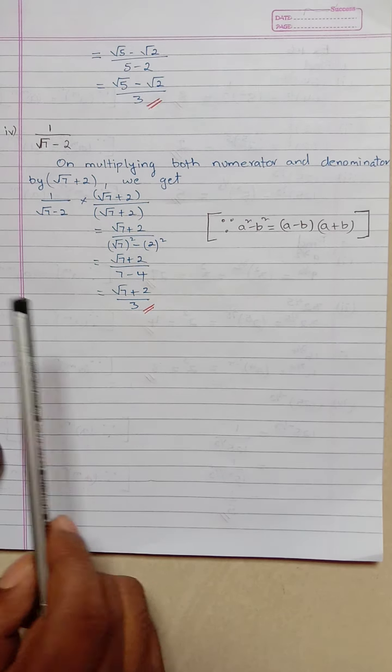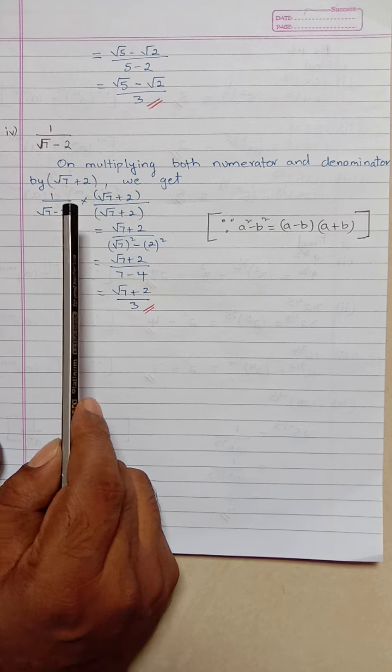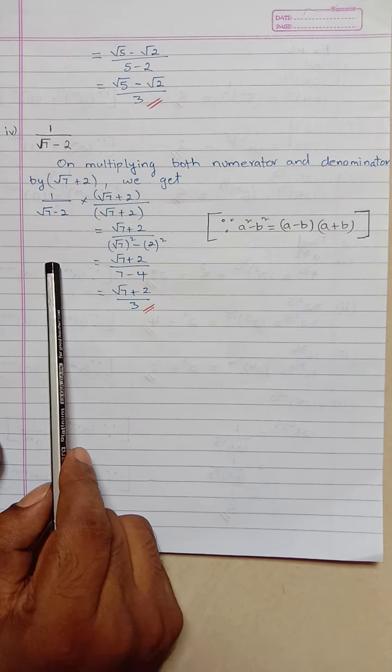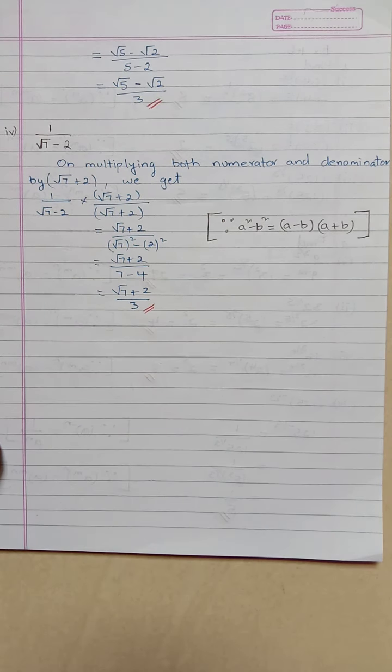So the method is the same. First we take the conjugate, multiply with the numerator and then the denominator, and if we simplify, we'll get the answer. So that's it for rationalization.